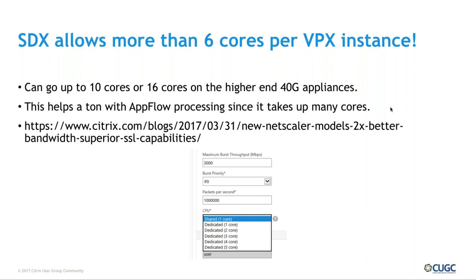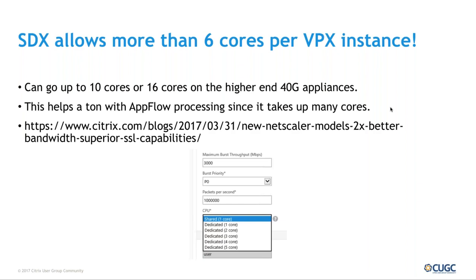The other big news is SDX now allows more than 6 cores per VPX instance. Now, this works with the latest version 11.1 as well as 12.0. I do want to note that you can go up to 10 cores or 16 cores, but it is on the higher end of 40G appliances. So if you have a regular 14000 series SDX or one of the 10G appliances, then you're still limited.